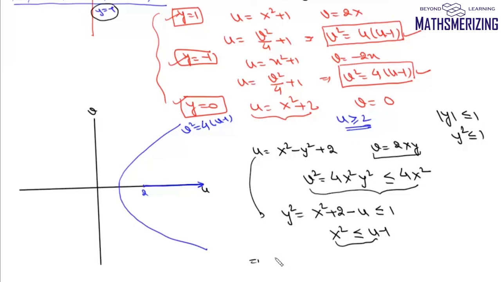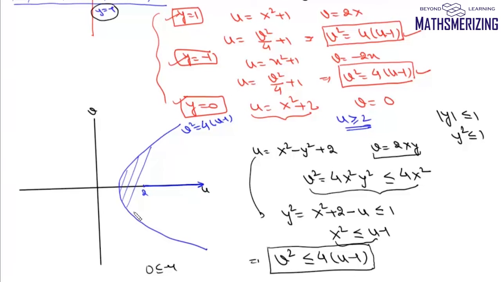From these two we get the condition v square is less than or equal to 4(u minus 1). That means for all the points in this output space, v square should be less than or equal to 4(u minus 1). If we take any point, say the origin, putting v as 0 and u as 0, we get 0 is less than or equal to minus 4, which is incorrect. So that means we are talking about the region other than the origin. So the sketch of the output space is this parabola and the points lying inside of this parabola. And that is the answer to this question.